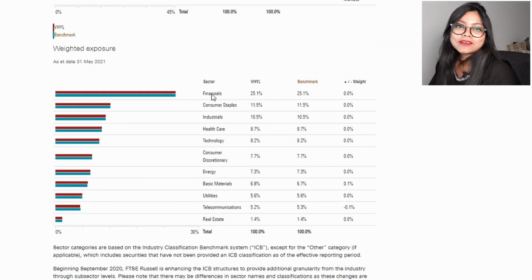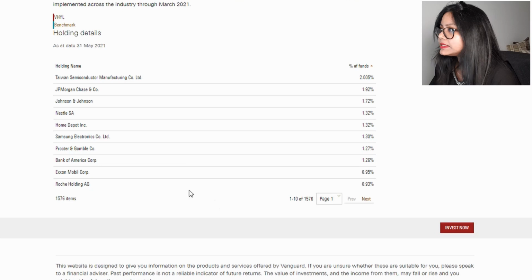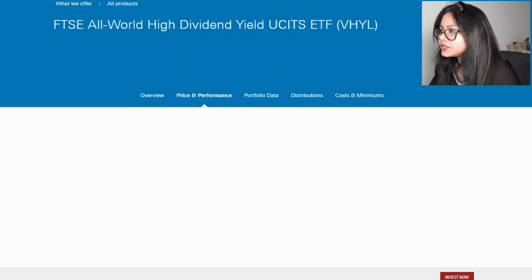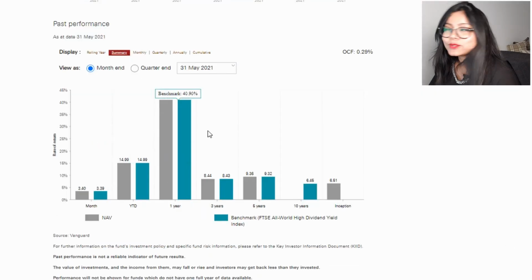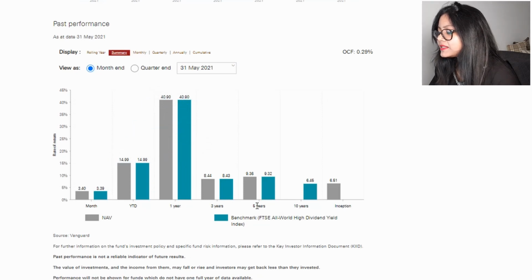And again, like all other dividend income funds, the largest sector is going to be financial. There is no surprises there. And then I guess let's look at their performance to finish off with. So you can see that you're getting a very close return as the benchmark. So over 1 year, it was up 40%, over 5 years, 9.4%.